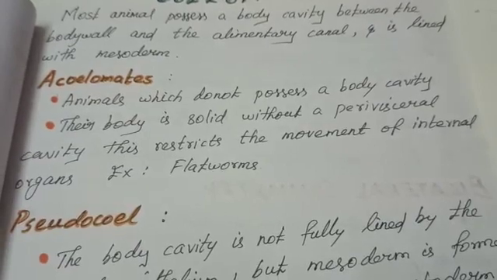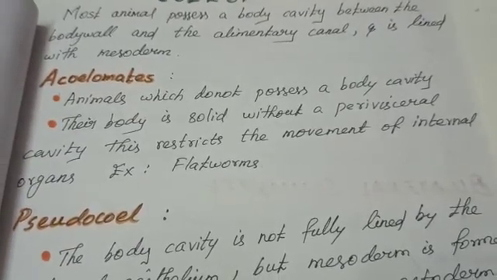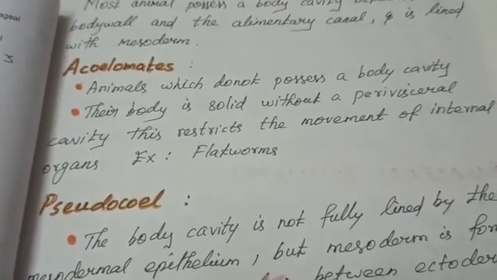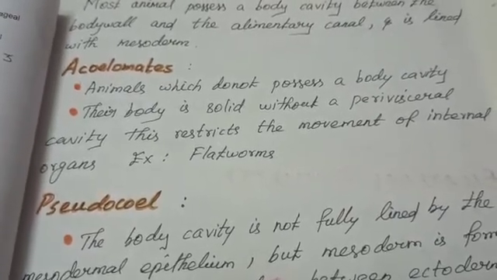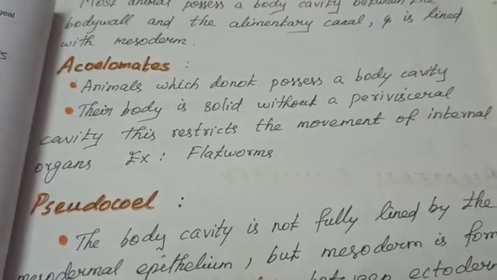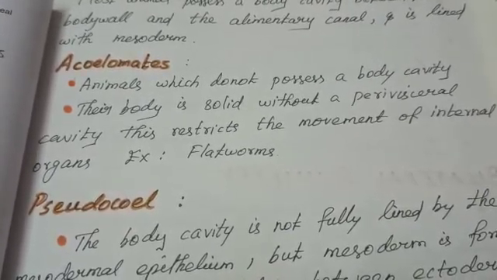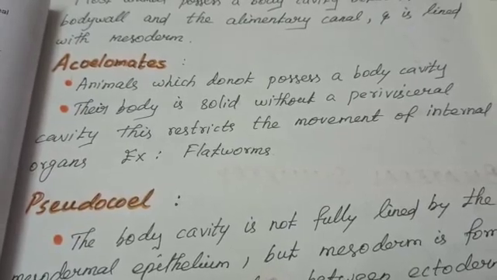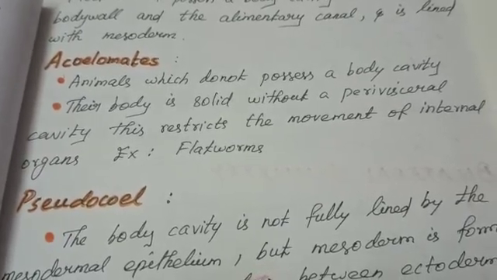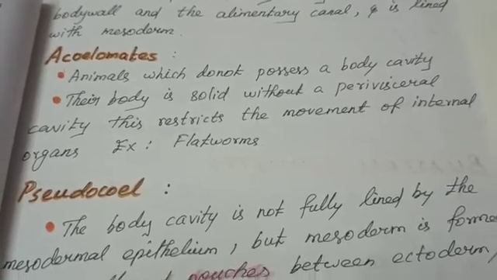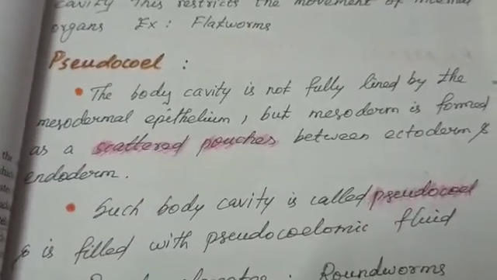According to that, there are various types: acoelomates, pseudocoelomates and eucoelomates. See the first one, acoelomates. A means absence. So these are animals which do not possess a body cavity. Their body is solid, without a perivisceral cavity. This restricts the movement of internal organs. Examples are flatworms.